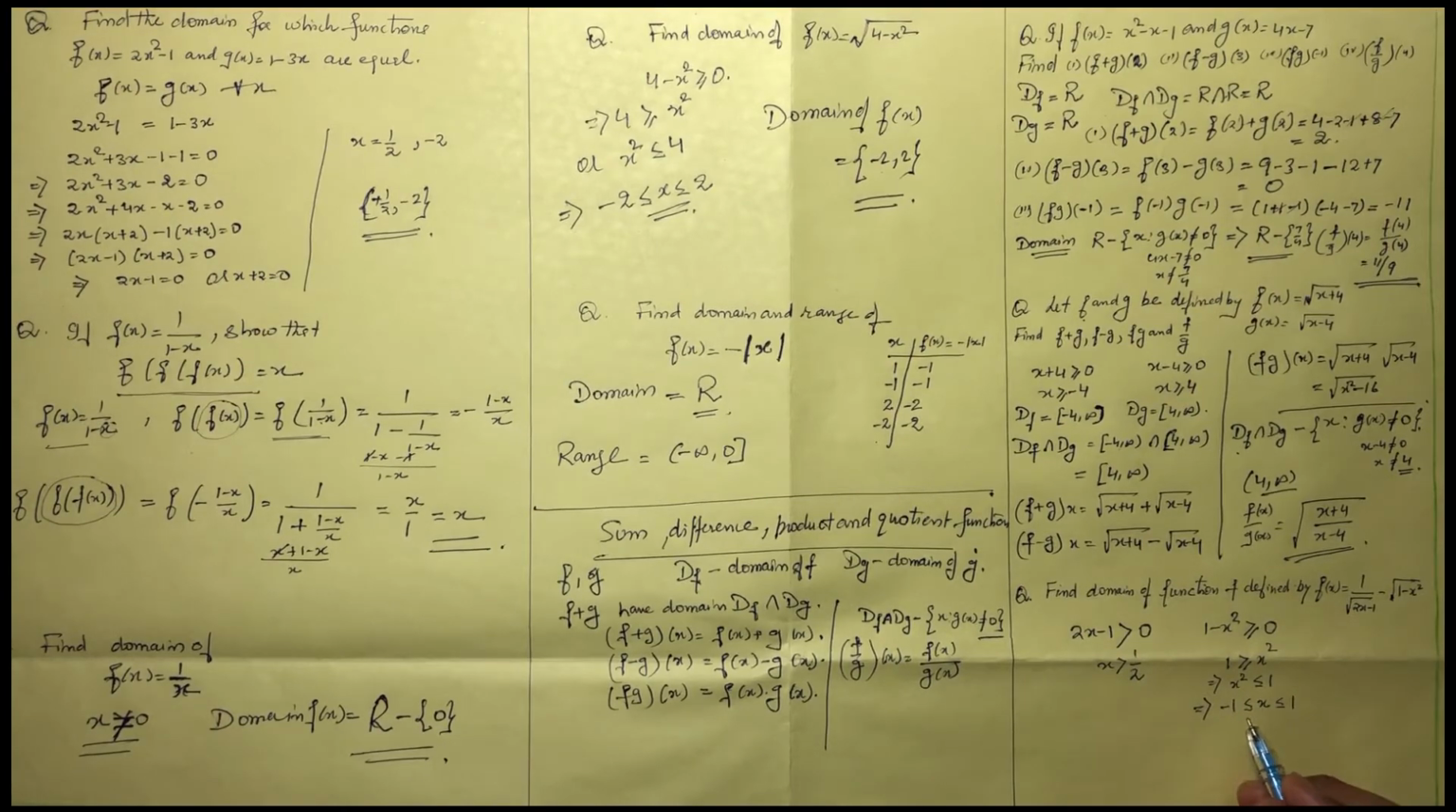So what are the common points of these two? So the domain, the common points, so that is x lies in this and x is strictly greater than 1 by 2. So they are 1 by 2 to 1. So that's the answer.